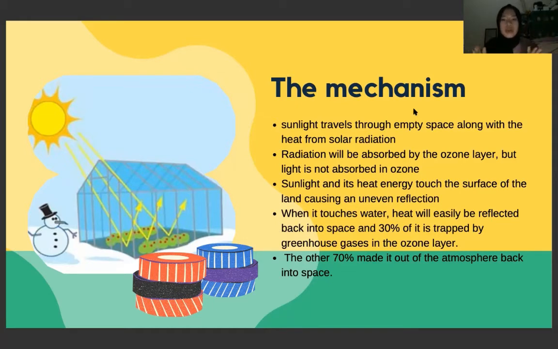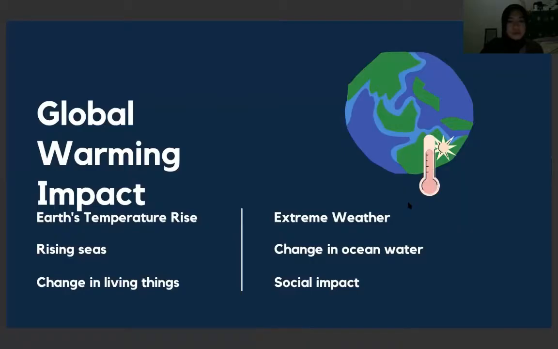The wavelength of the wave is proportional to the energy, so that the radiation rays cannot penetrate the glass. As a result, the temperature inside the greenhouse is higher than the temperature outside the greenhouse. And this is the global warming impact.